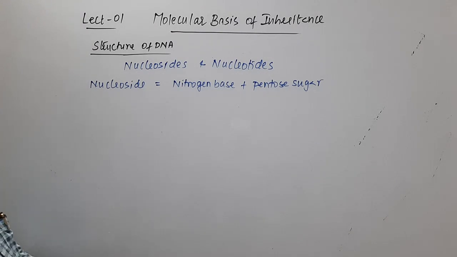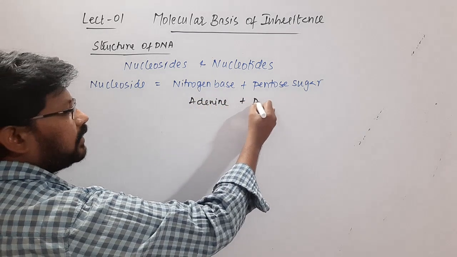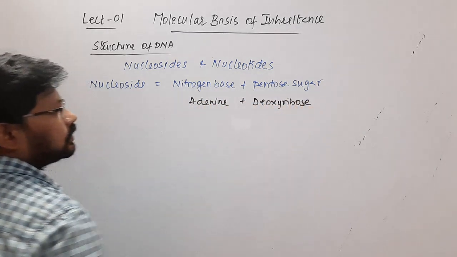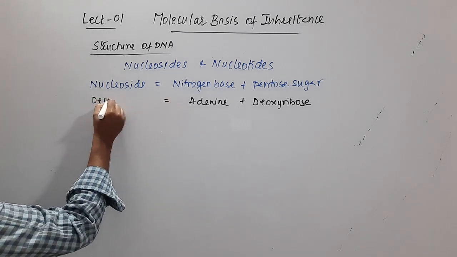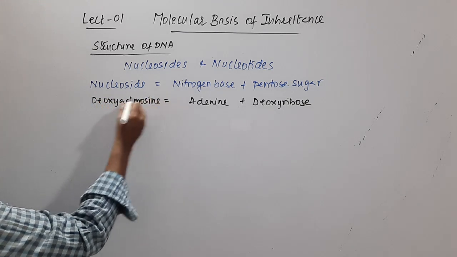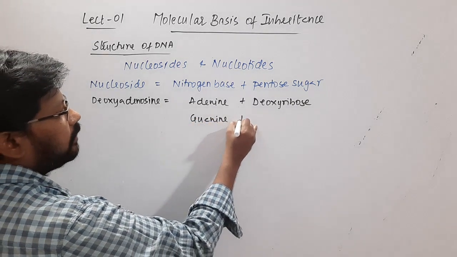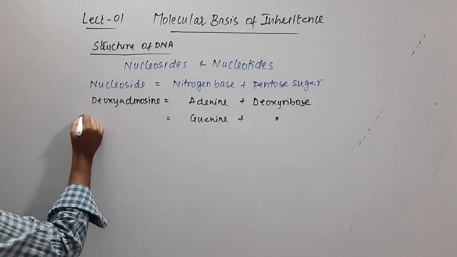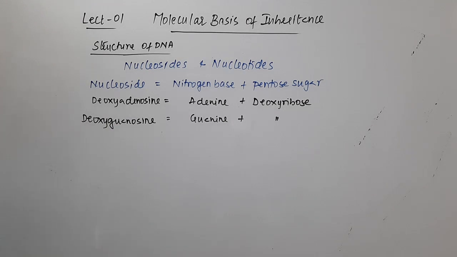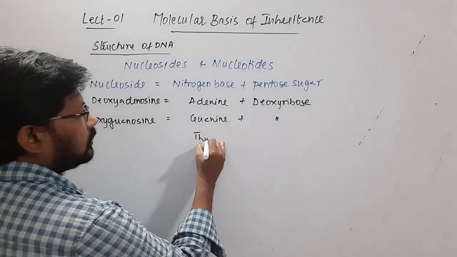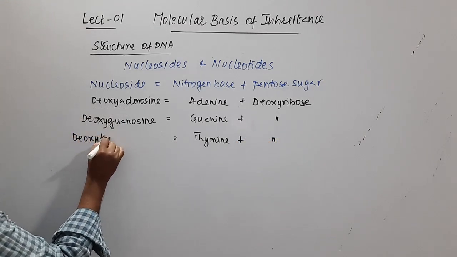So first we'll take here the nitrogen base adenine plus, okay, the pentose sugar in case of DNA is called deoxyribose. So adenine plus deoxyribose will result in a nucleoside called deoxyadenosine. Then next, guanine plus deoxyribose results in formation of deoxyguanosine. Then coming to thymine plus deoxyribose, this will give deoxythymidine.